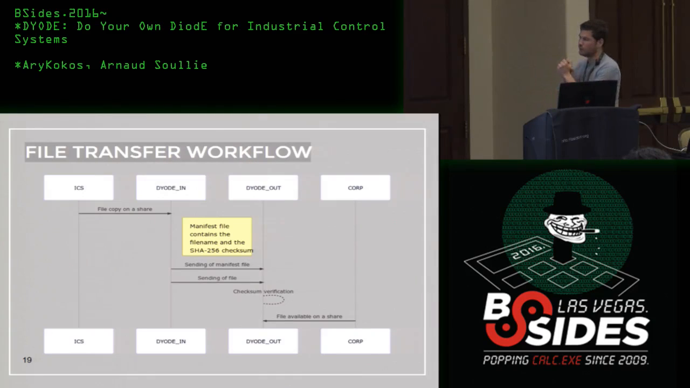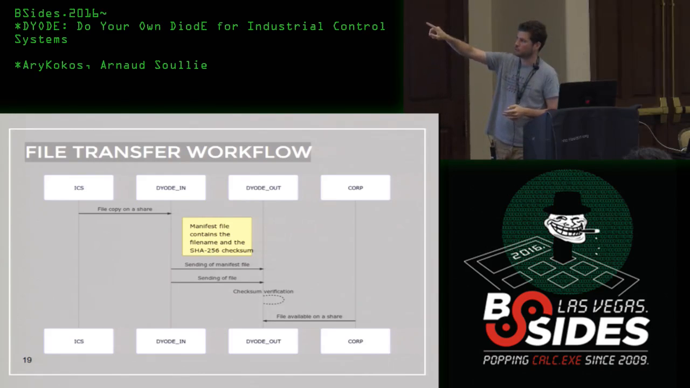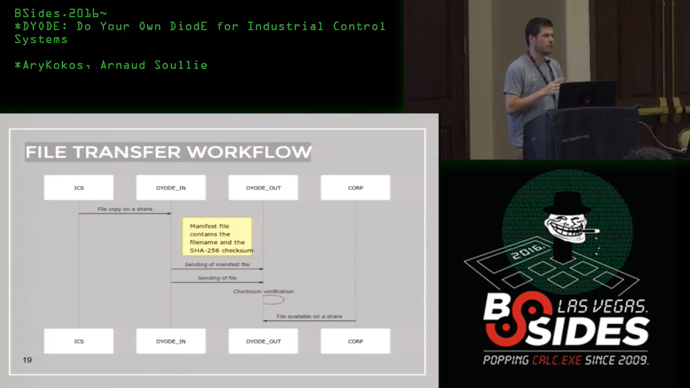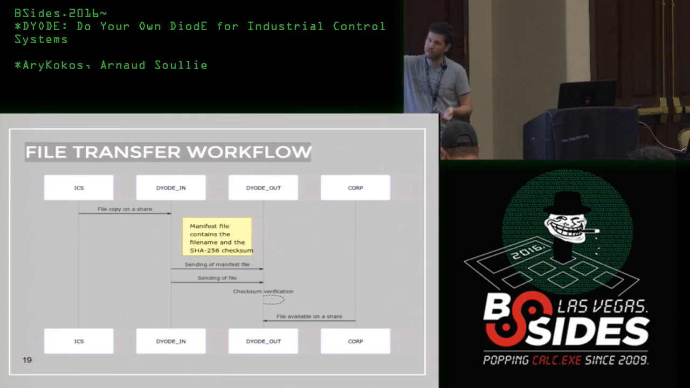So what happens when we transfer a file? On the ICS network, you're on a PC, you copy a file to a share. Then what the Raspberry Pi will do is calculate a checksum of the file, put the checksum and the file name into what we call a manifest file that will be sent to the second Raspberry Pi. And then you send the actual file. You receive the file, you calculate the checksum. If the checksum is the same as in the manifest file, that means the data transfer went well. And so the file is copied to a network share, and you can access it from the corporate network.